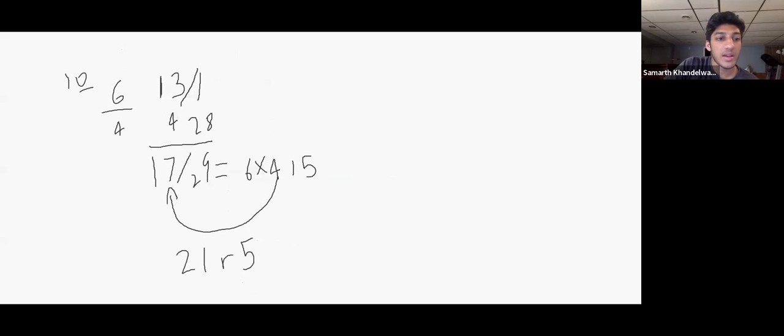So let's do a slightly harder problem. Now it comes to the problem, what if a number is above 10? What if we want to divide by 11, or 12 or something like that? So here's how we deal with that.